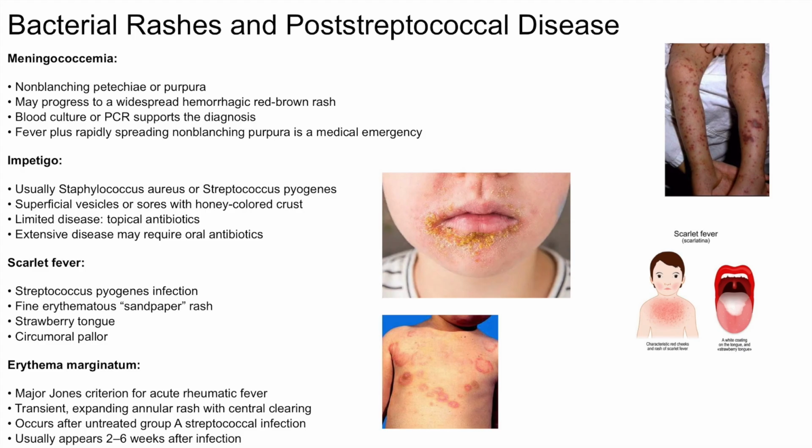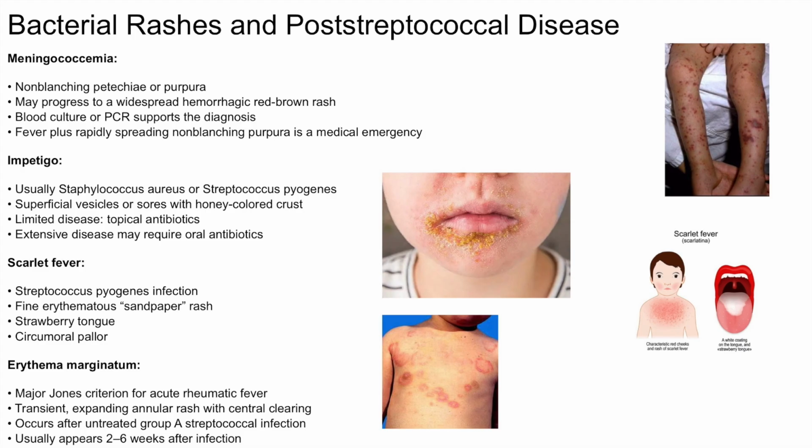Impetigo is a superficial infection caused most often by Staph aureus or Strep pyogenes and produces vesicles or erosions covered by honey-colored crusts. Localized disease can be treated with topical mupirocin, while extensive disease may require oral antibiotics.